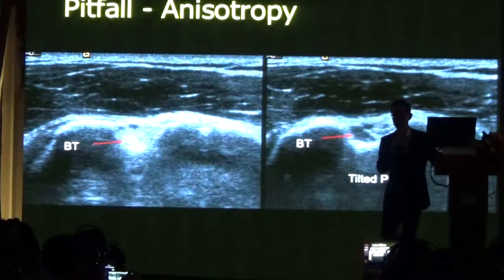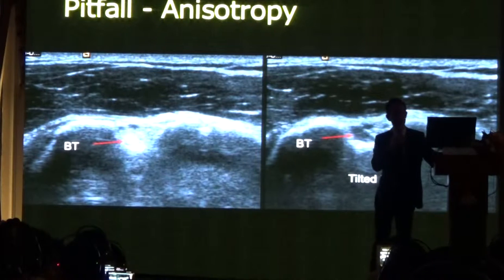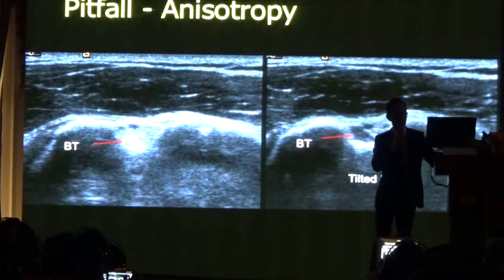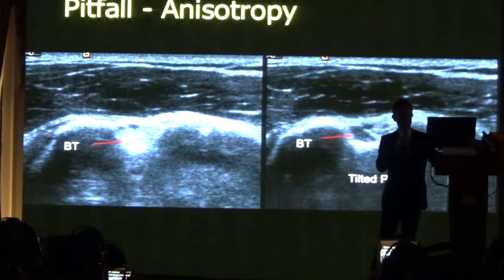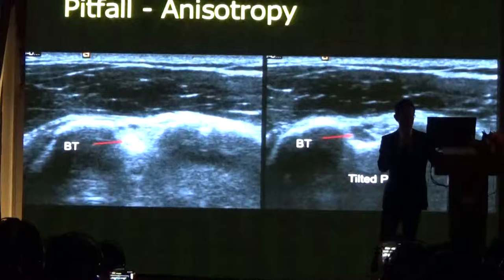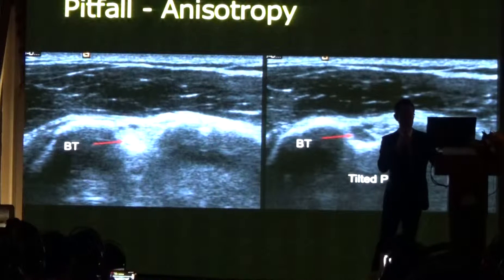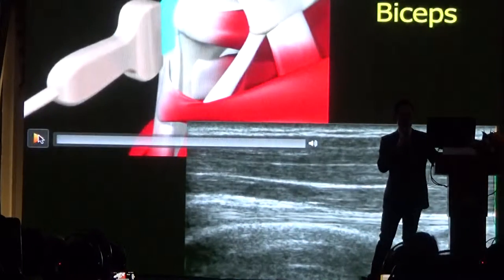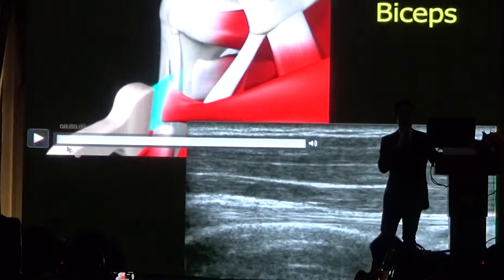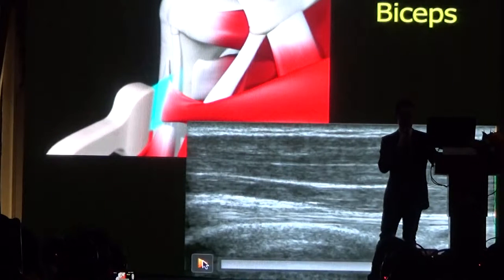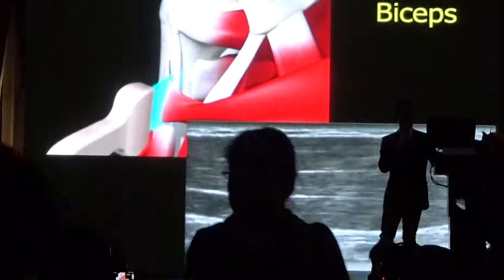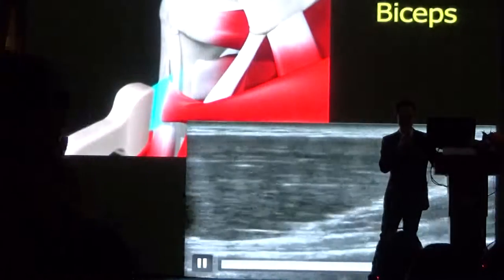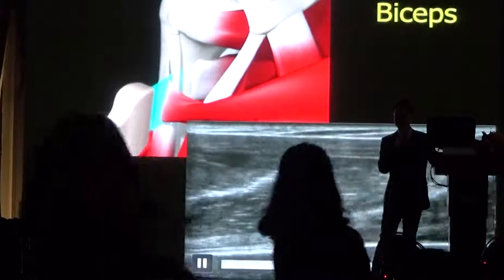One of the pitfalls that we know we can encounter is that you can have anisotropy, which means that if you don't have the probe exactly perpendicular to the tendon, it may look low echogenicity, as you can see on the right side. We then look at the long head of biceps in the longitudinal plane, scanning in that direction. And the appearance we should have is of an echogenic fibrillar structure extending down to the muscle-tendon junction.